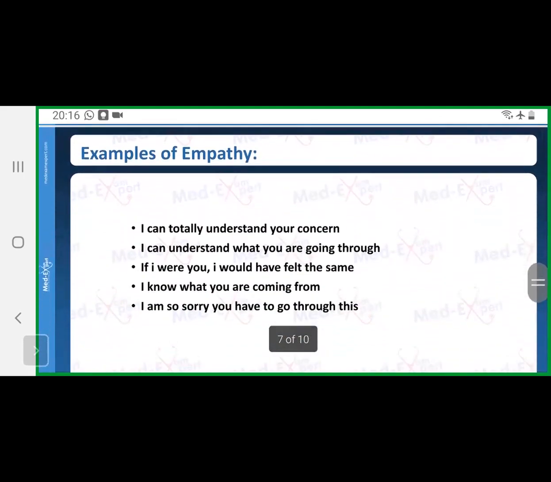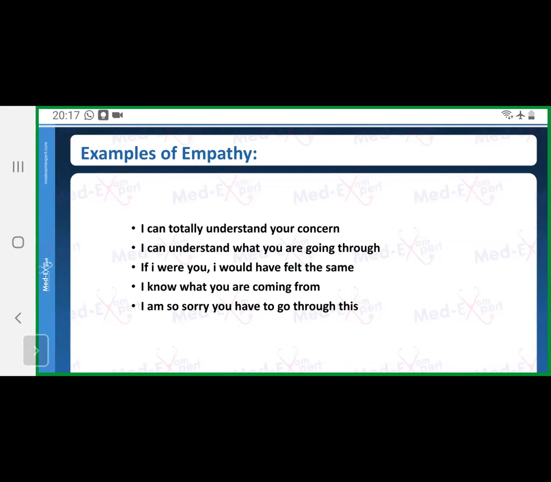So here are a few more examples of empathy. You can say, I can totally understand your concern. For example, if there is a speaking role play and the patient is a cricketer, and he has suffered from some sprain, and he is not able to get back to the ground because of his injury. So what will be the general response of the cricketer? He will say that he's worried and wants to play again as early as possible.